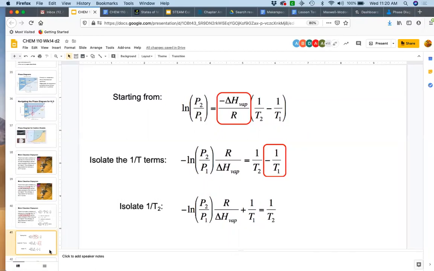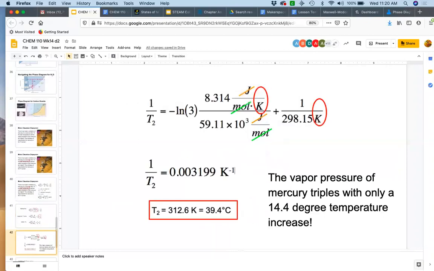Once I have my equation and I've isolated for T2, then I'm going to substitute and solve. So remember, negative natural log of 3, because I've simplified with respect to my pressure. This is my gas constant, so 8.314 joules per mole Kelvin, divided by my enthalpy of vaporization, so 59.11 times 10 to the third joules per mole. And then remember, you want to make sure that this is T1, so that's 1 over 298.15 Kelvin. Notice my joules cancel, my moles cancel, but my unit for Kelvin should be K negative 1, which is good, right? Because this is the term 1 over T2.